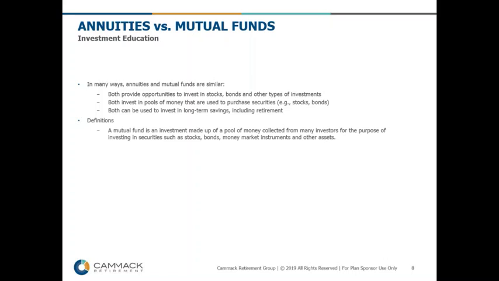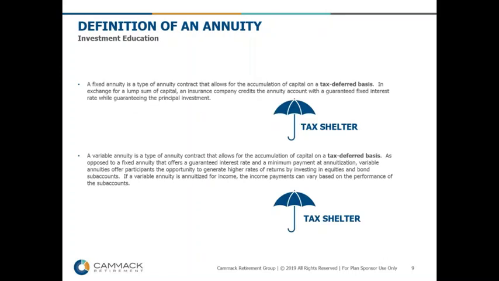So I'm going to give you a definition of a mutual fund, and then fixed and variable annuities as well. A mutual fund is an investment made up of a pool of money collected from many investors for the purpose of investing in securities such as stocks, bonds, money markets, and other assets. You can have an all stock fund, and then it's going to be based on the categories Denise gave you earlier, like large cap, mid cap, small cap. And then it may have a style of growth versus value. And then the same thing with bonds and money markets.